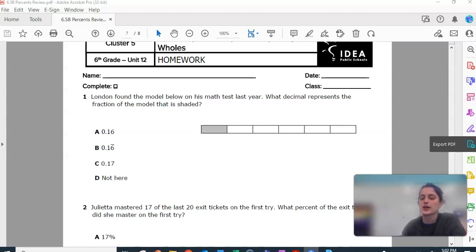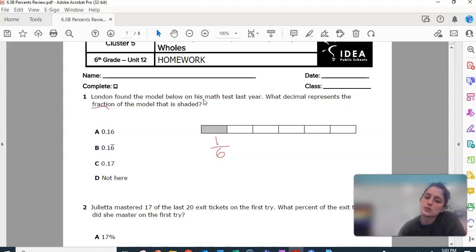Okay, so we're working with fractions, decimals, and percents here. London found this model below. What decimal represents the fraction of the model that's shaded? So we need to write that fraction. I see 1 that's shaded out of 6. We're going to change that into a decimal.